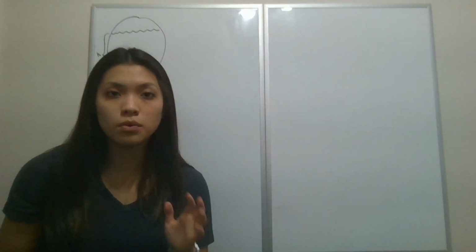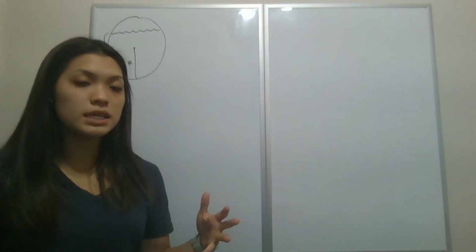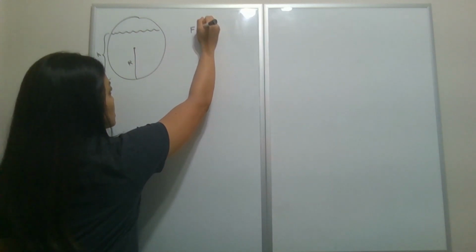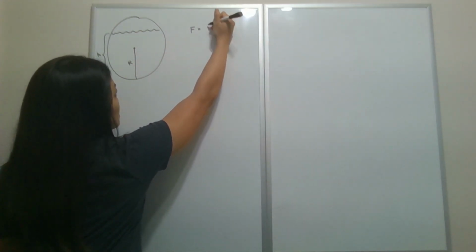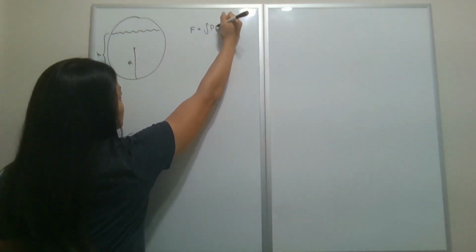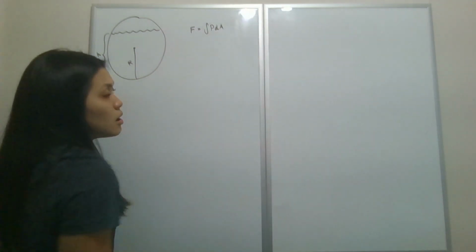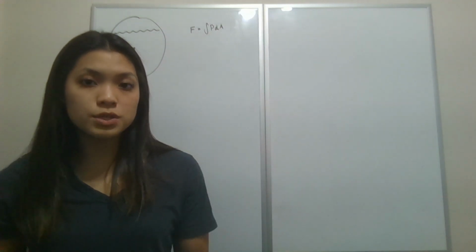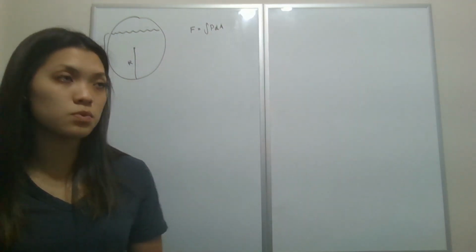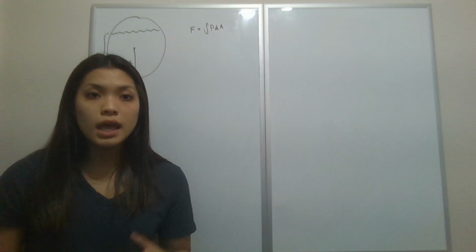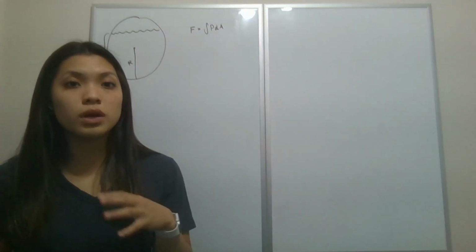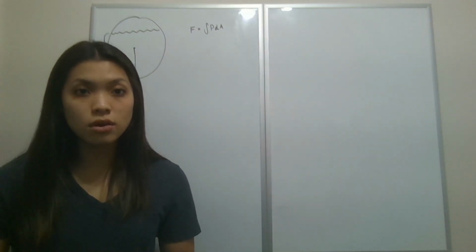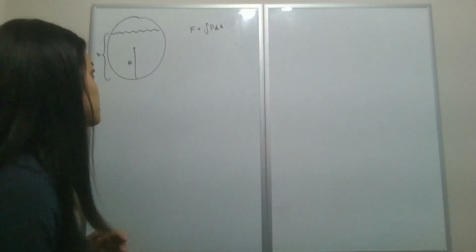Now that we're working with a circle, we're still going to use the idea that the total force is equal to the integral of the pressure force times the differential area. But what we put the differential area and the pressure force in terms of is going to have to change, because we're not working with a rectangular plane anymore. We're working with a circle, so we need to put everything in terms of theta so that they are polar coordinates.